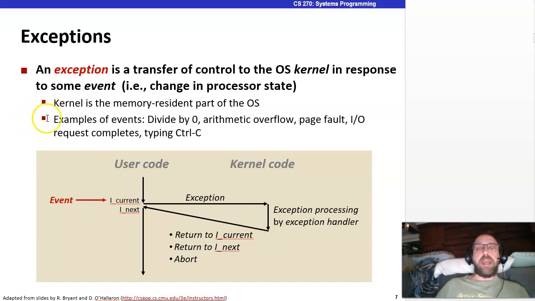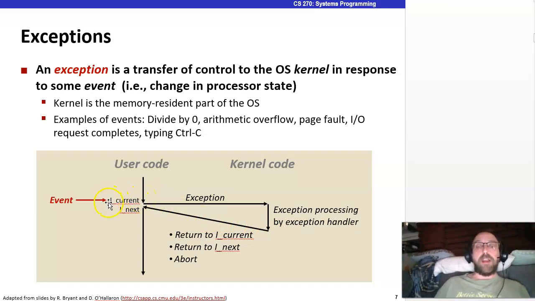So when an event happens, and there are several kinds of events, we'll see some examples of those later, the user code is running. At some point while it's executing this instruction, iCurrent, an event happens. The hardware transfers control to the kernel. The kernel takes a look at what event happened, what exception it was that caused it to get control, does something to handle that. What it does will depend on the particular kind of exception, and then does one of three things. It will either return to the current instruction, the one that was interrupted, to repeat it.